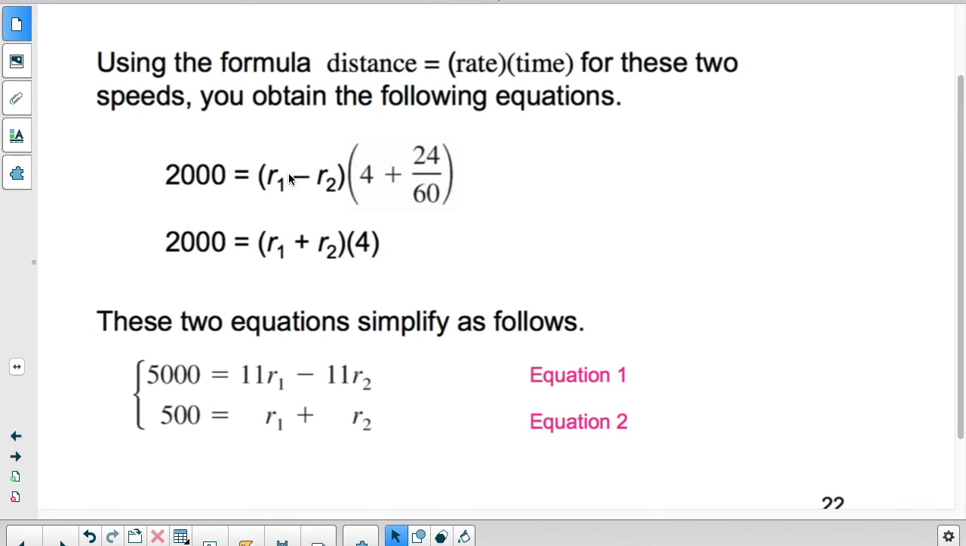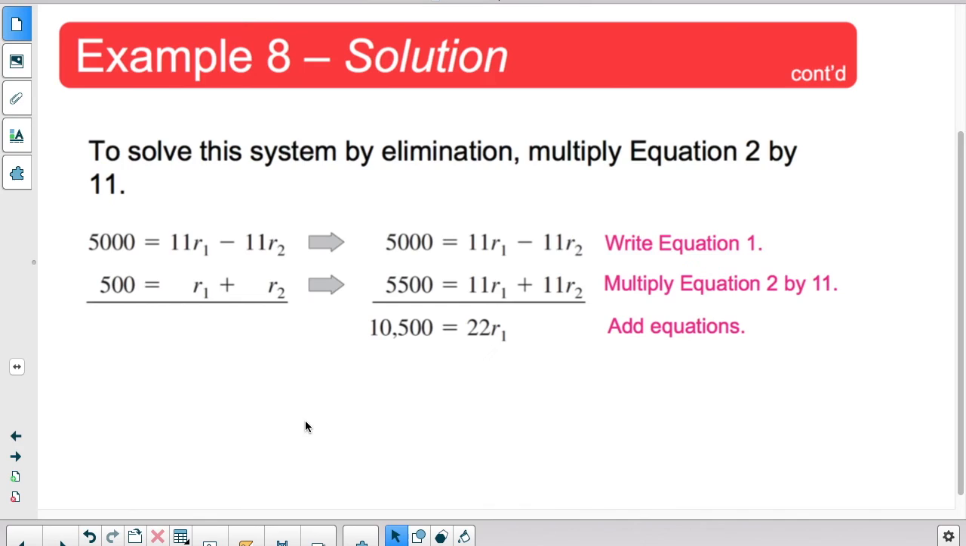So we'd have our two equations here, and we're keeping the time in hours. So we'd have 2,000 equals R1 minus R2 times 4 plus 24 over 60, and our other one, R1 plus R2 times 4. Now they simplified the equations: this one they divided both sides by 4, and here they simplified 4 plus 24 over 60, and ended up getting that 5,000 is equal to 11R minus 11R. And we'll go through and solve this.